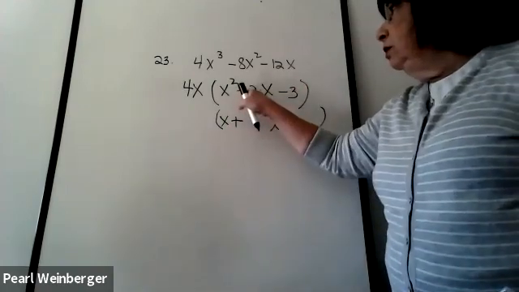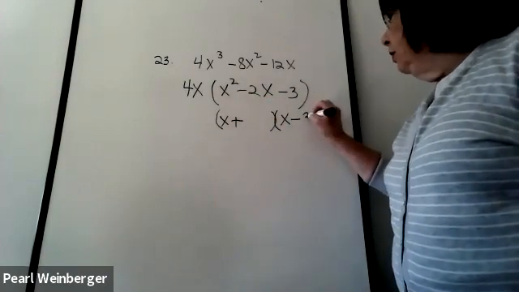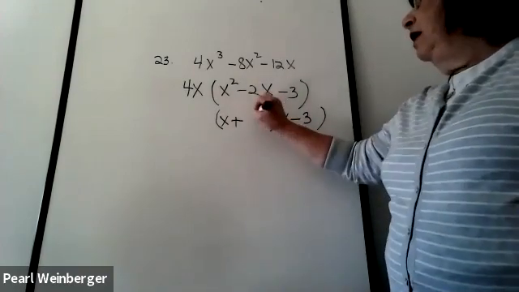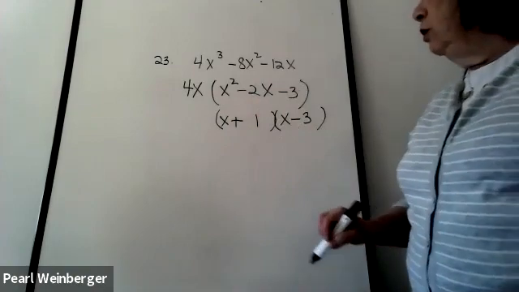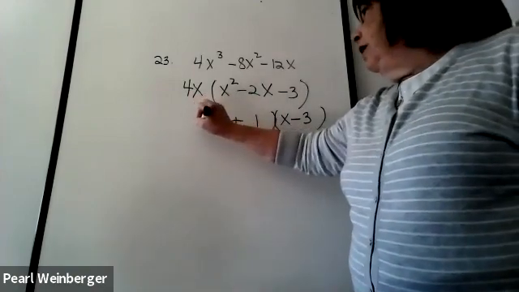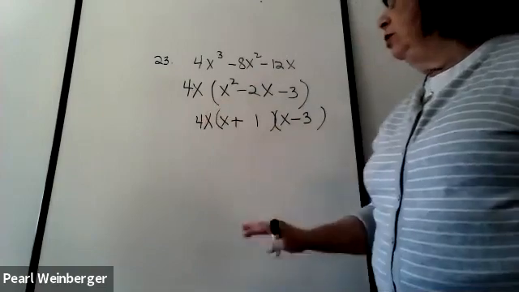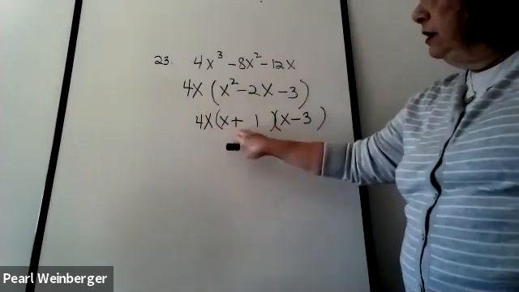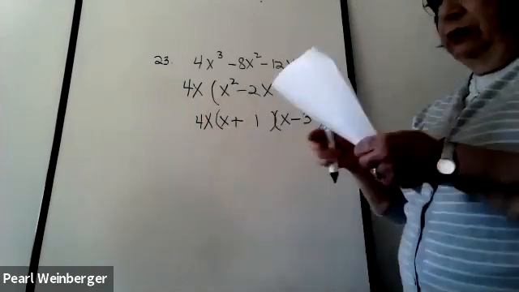And since the middle term is negative, the larger number, the 3, is going to go with the negative, and the 1 is going to go with a plus. And don't forget that 4x from the outside. So your final answer is 4x times x plus 1 times x minus 3.